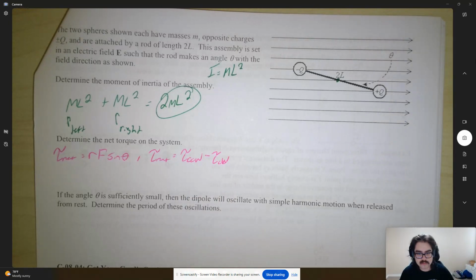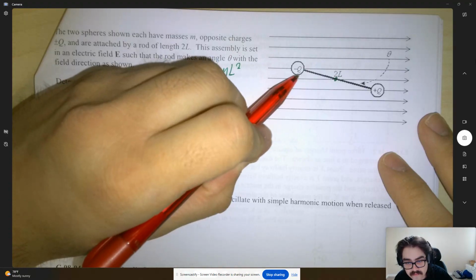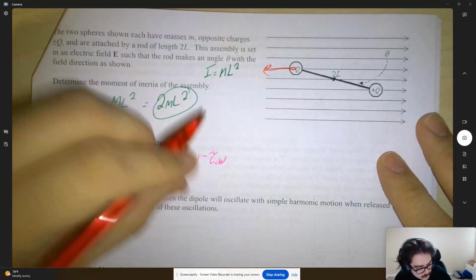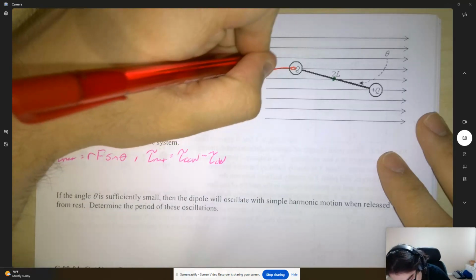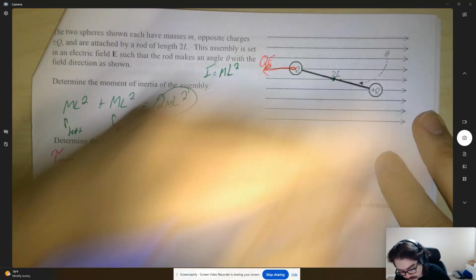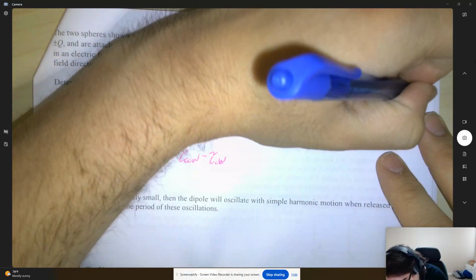If I draw my forces on here, you're going to notice that this force right here, the negative Q, is going to go against the E field. So that's going to be QE. And then the positive sphere is going to go with the E field. That's also going to be QE.